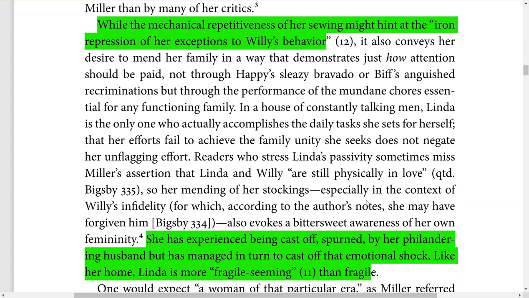So casting off now has a dual meaning, the author is suggesting. Linda has been cast off by the family, especially the husband. At the same time, she has managed in turn to cast off that emotional shock that the initial casting off created for her. So understanding one phrase is so important that you can write an entire essay on it. But how you understand it and how you propose an argument about it, that is important.